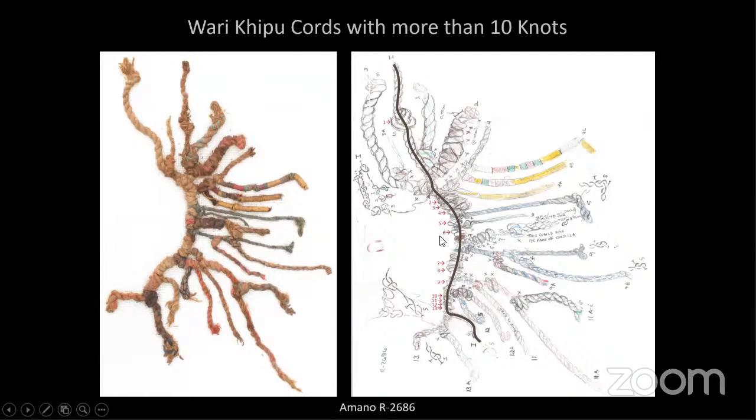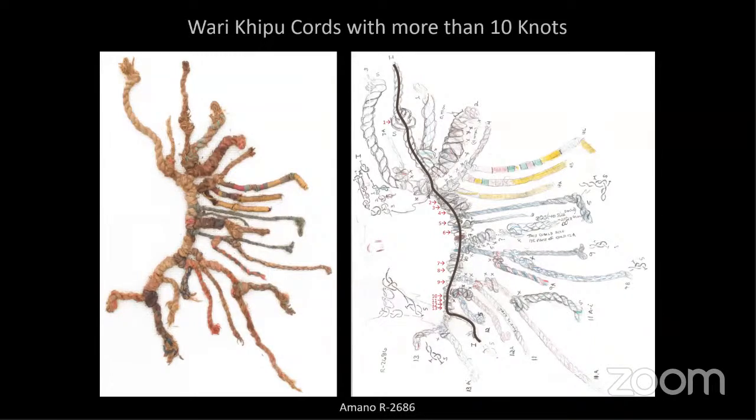I've drawn arrows next to each of the knots, and they are separated by 13 subsidiary cords that divide the knots into groups ranging from 1 to 4 knots. The point here is to show you that it looks as though Wari Khipus never had more than 10 knots of the same kind in a row.